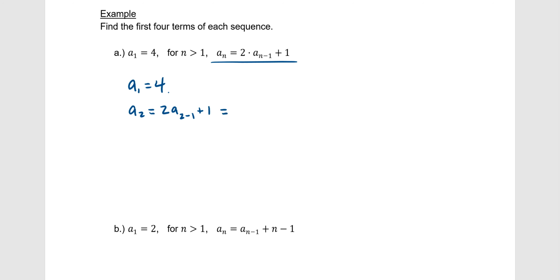And simplifying this a little bit, we get 2 times 2 minus 1, we get a sub 1. So now we can see that this a sub 1 is the term before it, so we have to plug it in. So it's going to end up being 2 times 4 plus 1, which gives us 9. So a sub 1 is 4, a sub 2 is 9.